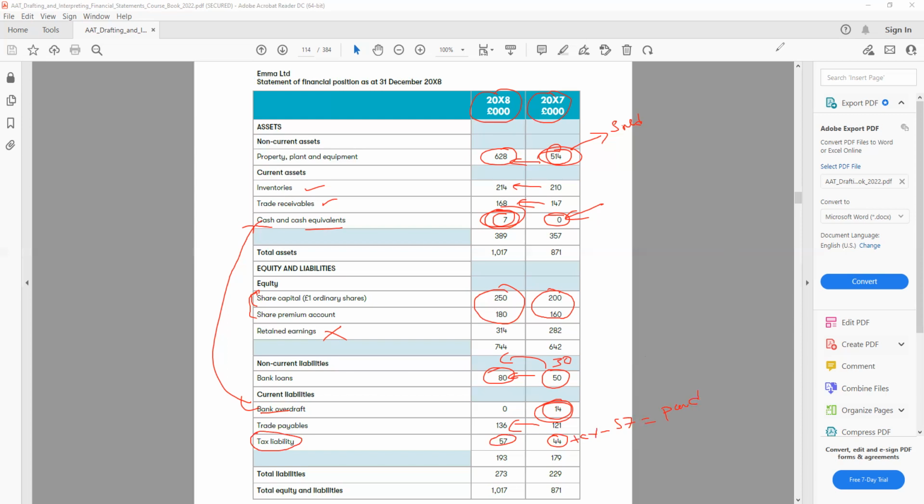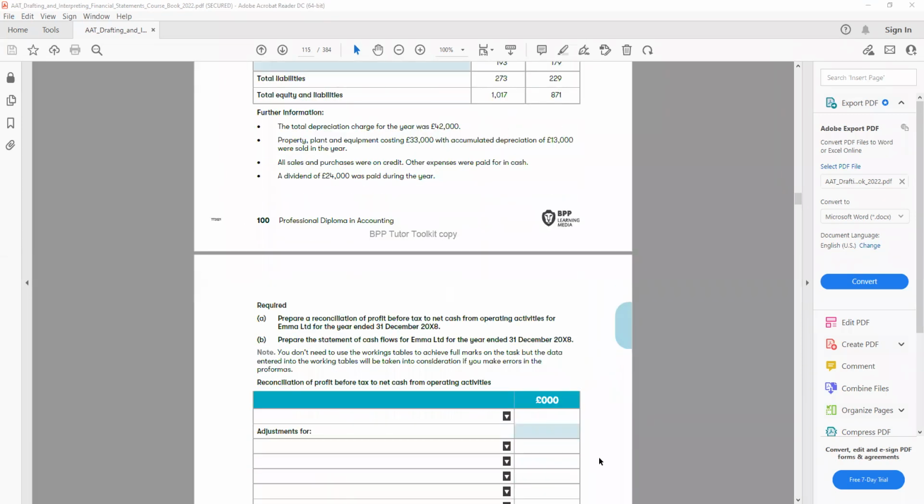Now, before we do that, just to read the information we have in the further information, let's quickly read that. The total depreciation charge for the year was 42,000. So that means the depreciation is already given. Property, plant and equipment costing 33,000 with an accumulated depreciation of 13,000. So our cost was 33 and the depreciation is 13, and they were sold during the year. So we sold it during the year.